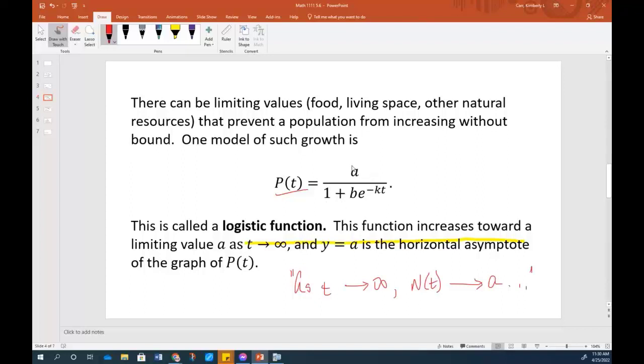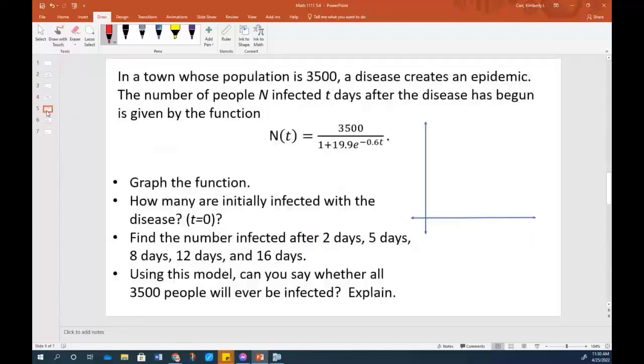So we've got an example that's got some numbers in it on our next slide, and we're going to look at what this logistic function looks like when we do have limiting factors in there. So here's one, and what happens is that if we have a population of 3,500, then when a disease starts to go through this particular community, we know we can't ever get more than 3,500 infected. That's all there is. So that's where it's going to level off.